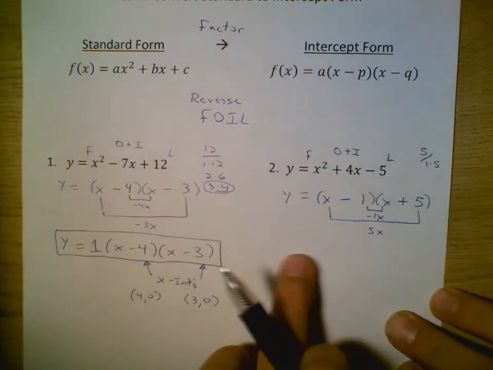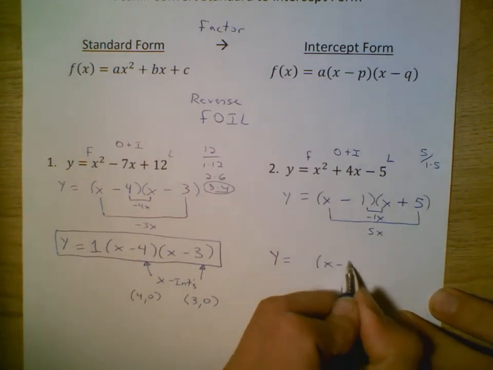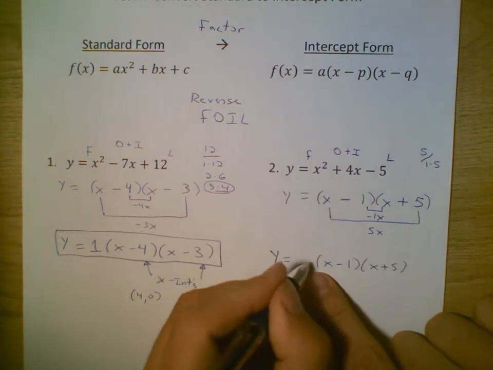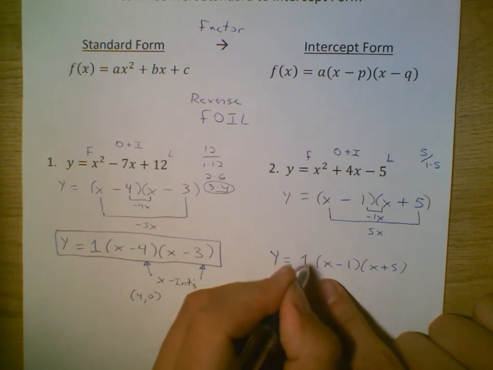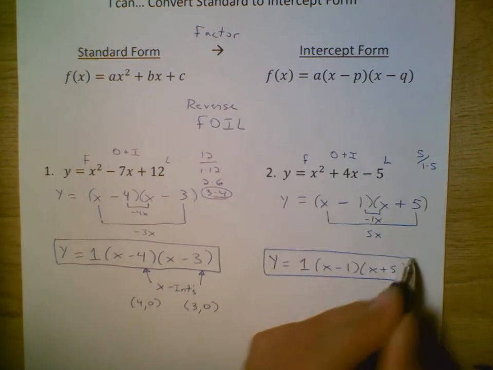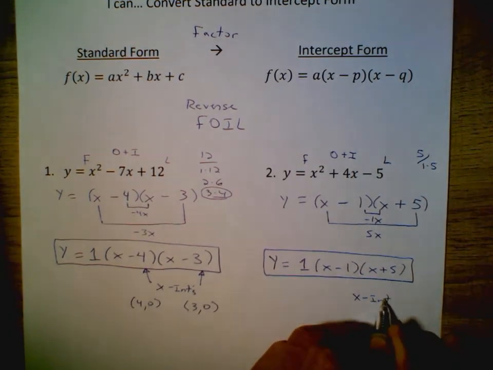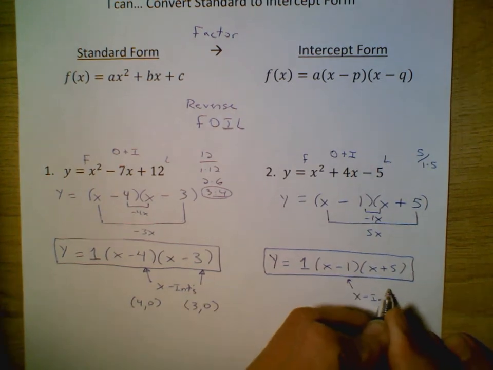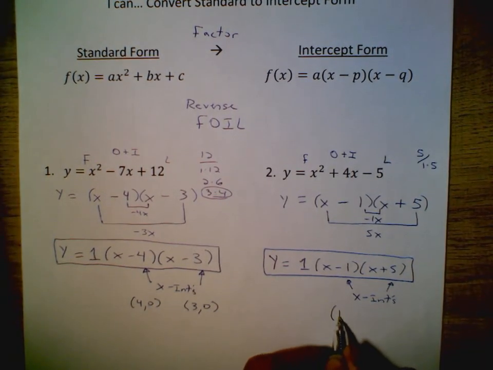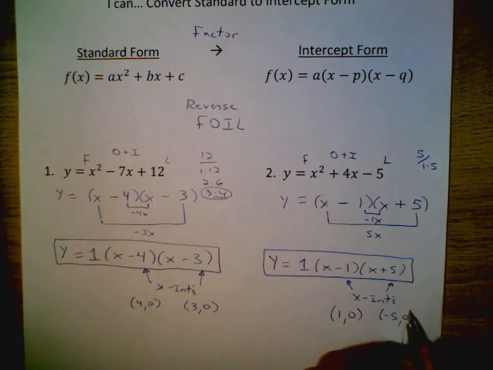And then I'm going to rewrite it down here so it's a little cleaner. If I take x minus 1 and x plus 5, the number in front, the a, is not written here, but it's really a 1. So once again, this is the intercept form. And if we ask ourselves what the x-intercepts are, just remember the x-intercepts are the opposites of these values inside the parentheses. So we'd have an x-intercept at 1, 0, and an x-intercept at negative 5, 0.